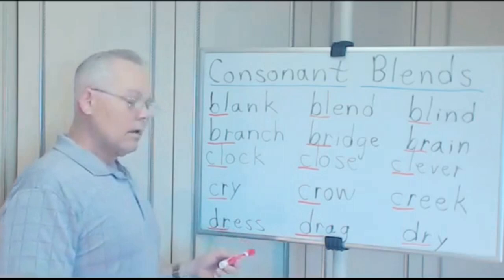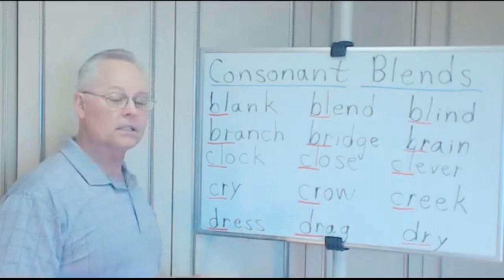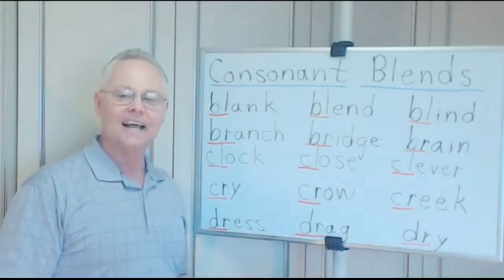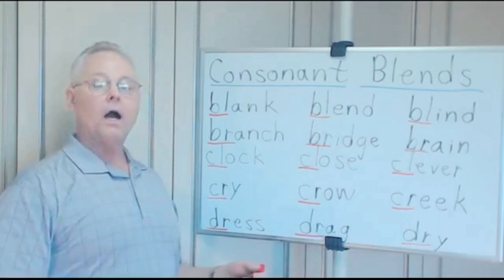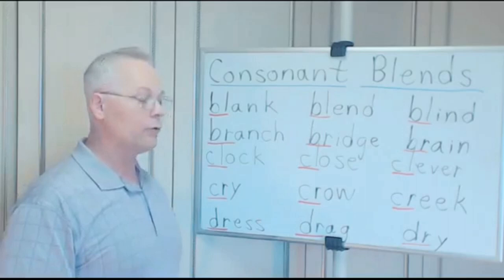D-R, what sound is that? D is duh, R is ra, dra, S. E-S sounds like S. E-N sounds like N, E-S sounds like S. Dress. Usually if we say dress, we're talking about a piece of clothing that a woman wears. A dress is usually one piece and it's for women.